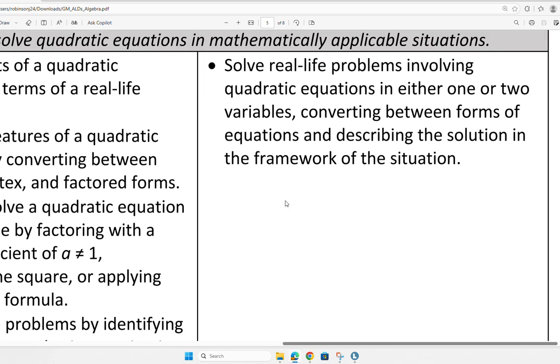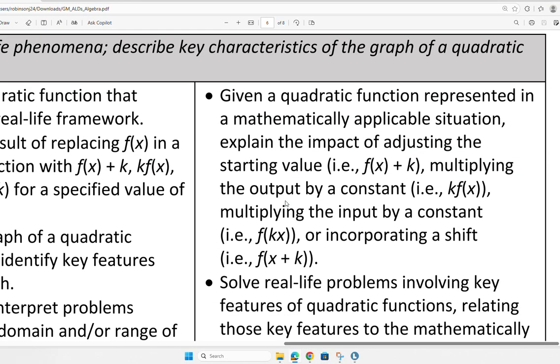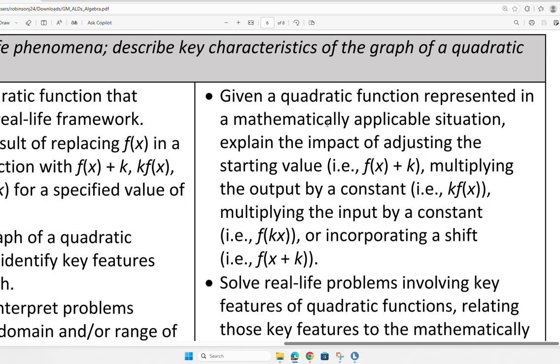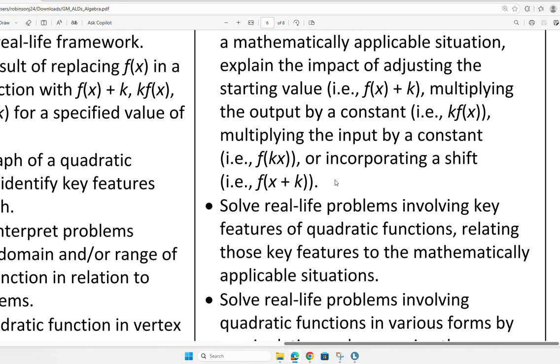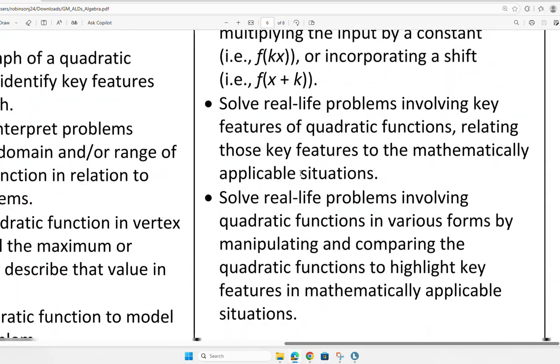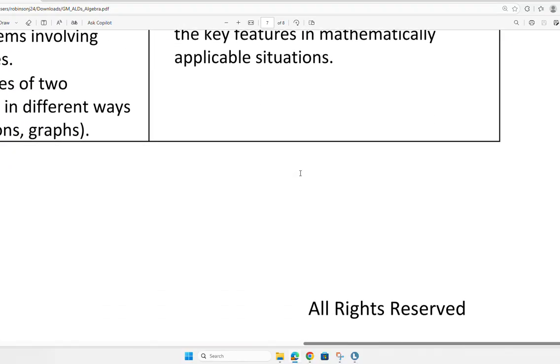Converting between forms of equations. And this is the one that we're focusing on today. Given a quadratic function, we can adjust the starting values by multiplying the inputs and outputs. This is nothing but shifting the graphs, and that's what we're focusing on today. So everything that we do for the next 8 days, I'm trying to push everybody to this level 4 of distinguished. Y'all understand that? All right.